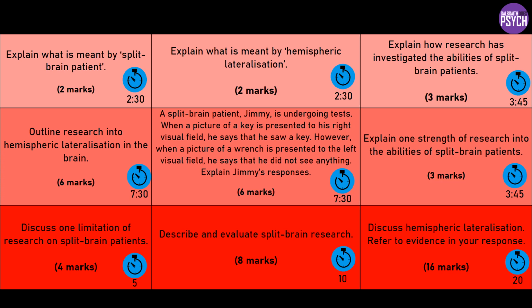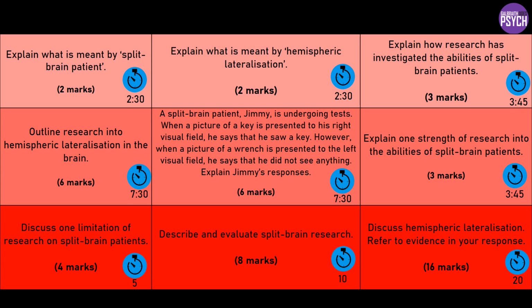Okay, right, let's go. So, command word, explain. Here, we're not really talking about research in this first one, we're talking about what split brain patients are. These are people that have undergone surgery, usually for epilepsy, to separate the two hemispheres. If you just talk about separating the two hemispheres, or having these two halves working separately, that'll get you a mark. For 2 marks, personally I'd expect to see reference to cutting the corpus callosum.